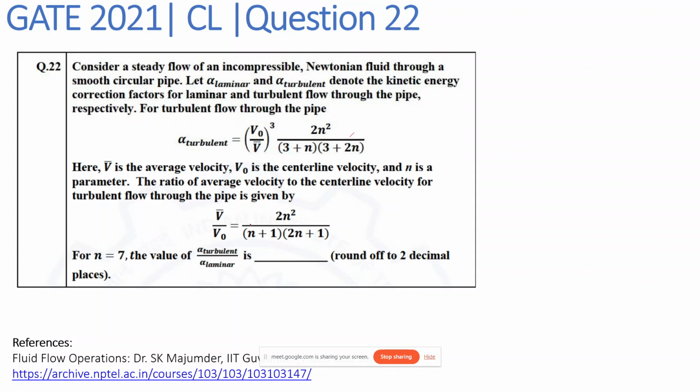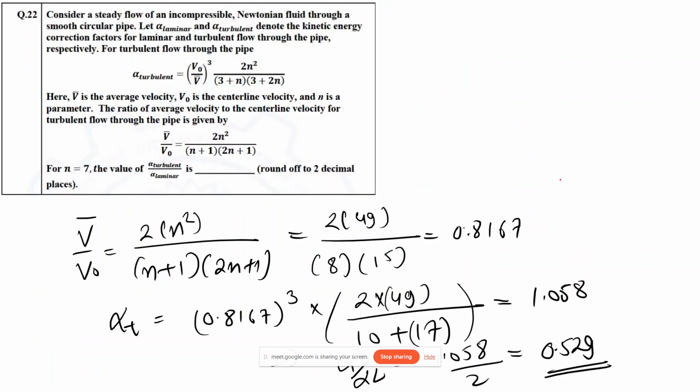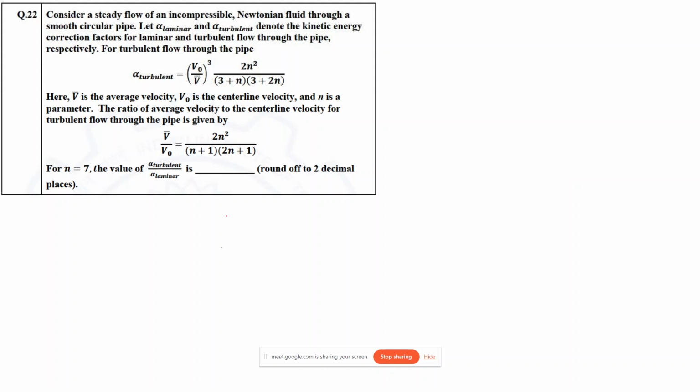So over here we have been given the equation that correlates the kinetic energy correction factors with this ratio of center line velocity to the average velocity and this parameter n, and then we have been asked to find the ratio of the kinetic energy correction factor for turbulent flow and laminar flow for the given value of n equal to 7. So we have been asked to find alpha turbulent upon alpha laminar.